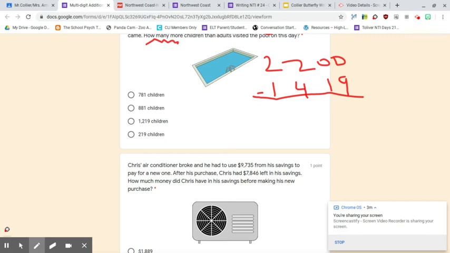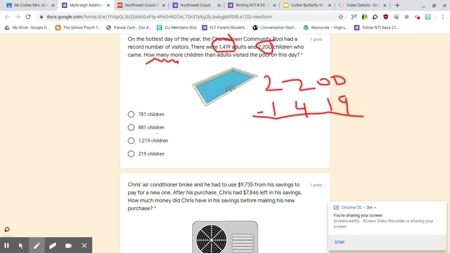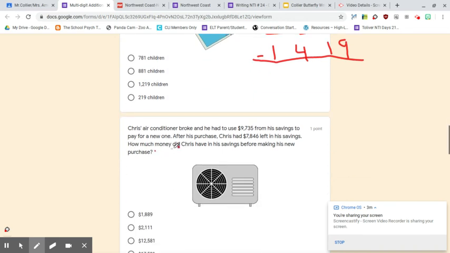If you need additional help on this, please send us a message and we can do a Google Meet and work through some of these together. I know there is a lot of reading. The main thing is just to find your two numbers or three in the problem and then read that last question. Like on this one, how much money did Chris have in his savings before making his new purchase?